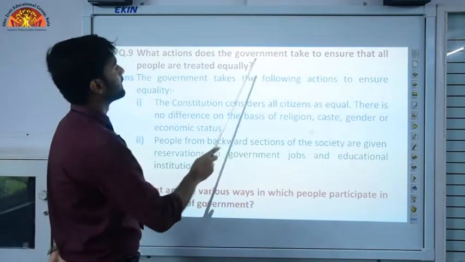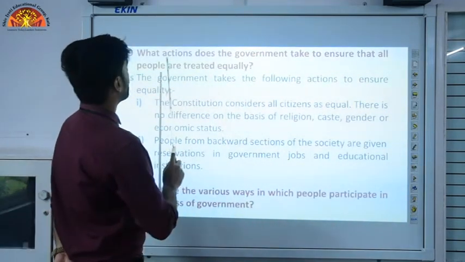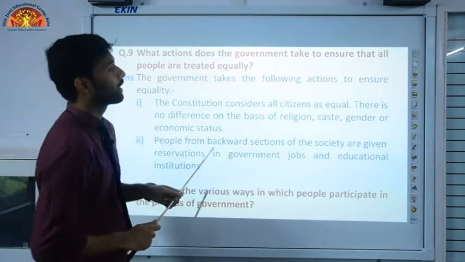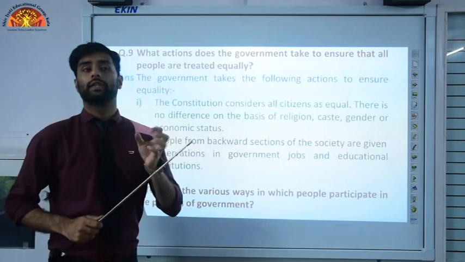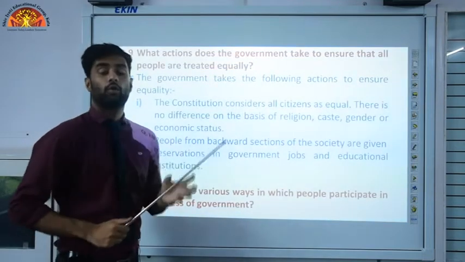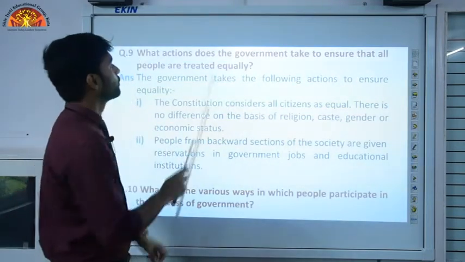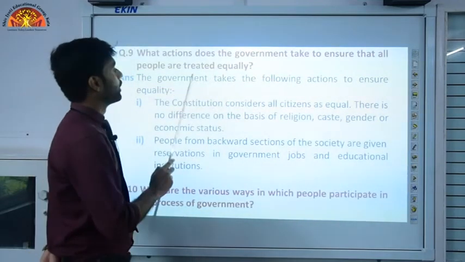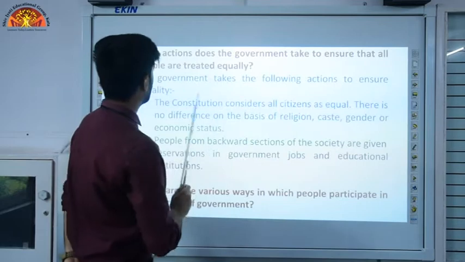What action does the government take to ensure that all people are treated equally? One of the very main principles of a democratic government is that it ensures equality amongst people. Between people there will be what? Equality. So what actions can the government take to ensure this? Let's see. The government takes the following actions to ensure equality.